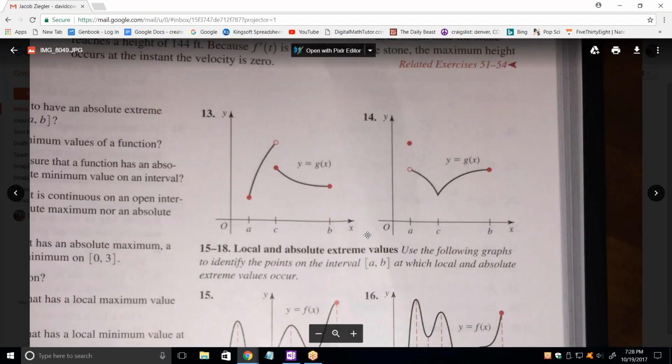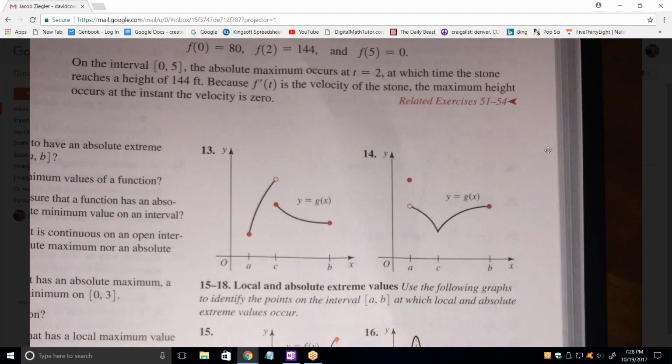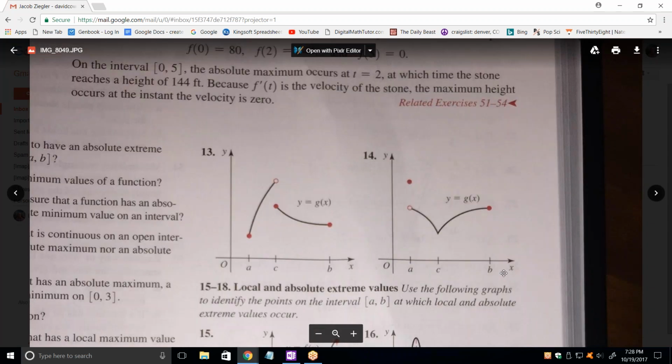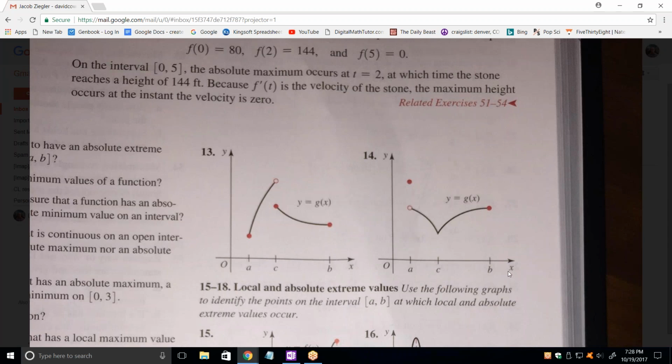So 13, what's it want? What are the directions to 13? They're no longer on my page here. Oh, it's the same as the previous ones you're doing. Okay, is there an absolute maximum? No. Is there an absolute minimum? Yes, it's A. Okay, 14. Is there an absolute maximum? A. Absolute minimum C. Okay.